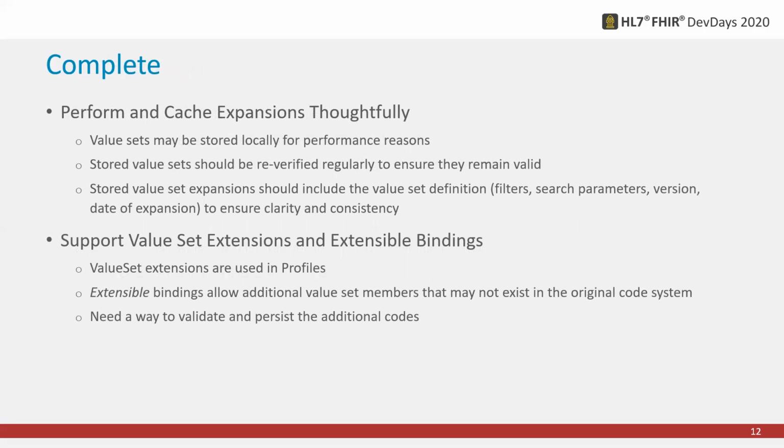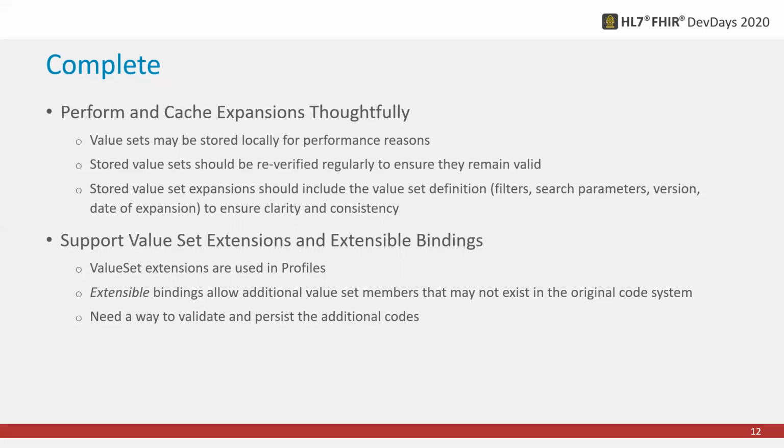And the last of our 4 C's is completeness. First, I want to say a word on caching or storing value set expansions. We know that in FHIR's philosophy, a value set is stateless, and so in theory, an expansion should be generated every time that it's needed. But we also know that in reality, that's not feasible or performant. And so value sets, or value set expansions, are commonly stored for performance reasons.